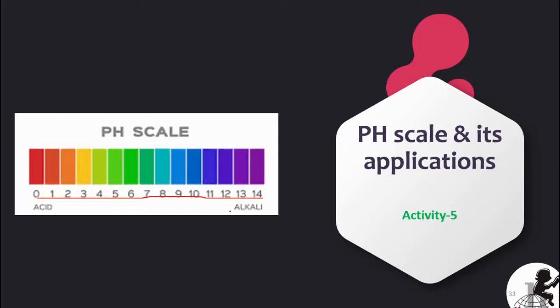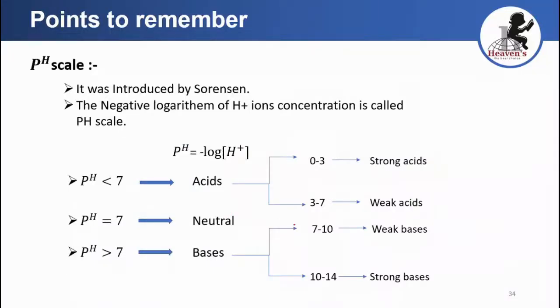First, what is the pH scale? The pH scale is nothing but the negative logarithm of H plus ion concentration. The negative logarithm of H plus ion concentration is called the pH scale. It was introduced by Sorensen.